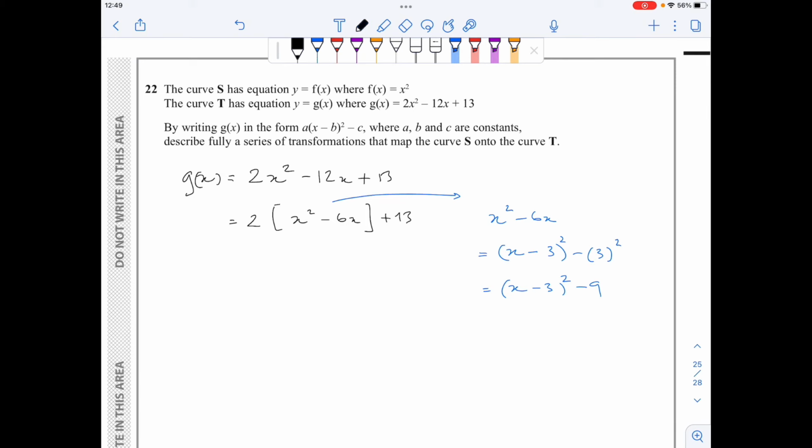So going back, I will have 2 square brackets and then x minus 3 squared minus 9, close the square bracket, plus 13. And I'm going to expand the square brackets, so I have 2 times the bracket x minus 3 squared, minus 2 times 9, which is 18, plus 13. So finally, 2(x minus 3) squared minus 5.